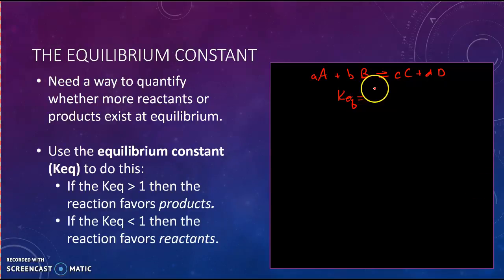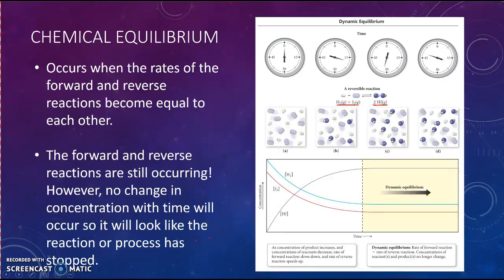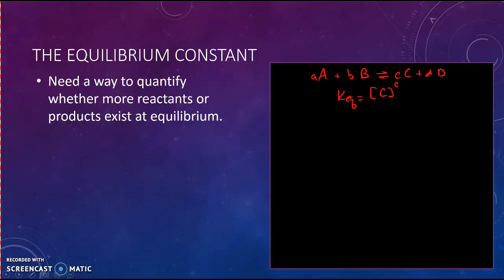The way we calculate it is we take the concentration of C in molarity. Remember in kinetics, we didn't use the stoichiometric coefficients; now we do. The stoichiometric coefficient c becomes my power, and we always put products over reactants. Don't confuse that; students like to flip this upside down. So take the concentration of the products raised to the power of their stoichiometric coefficients, multiply them together, and divide by the concentration of the reactants raised to the power of their stoichiometric coefficients. This is how I would write the equilibrium constant for this general reaction.